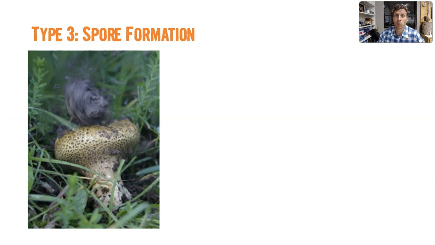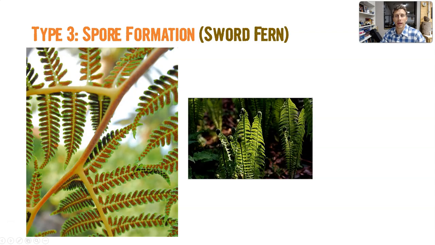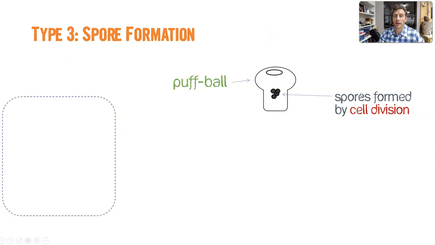Type 3, spore formation. So spore formation, like in this puffball, which is a type of fungus, it does cell division to produce these spores. And same with ferns. Ferns can reproduce sexually, but they can also reproduce asexually. And so these clusters of cells on the bottom are spores. So how is cell division involved? Well, it does cell division to produce those tough cells called spores.